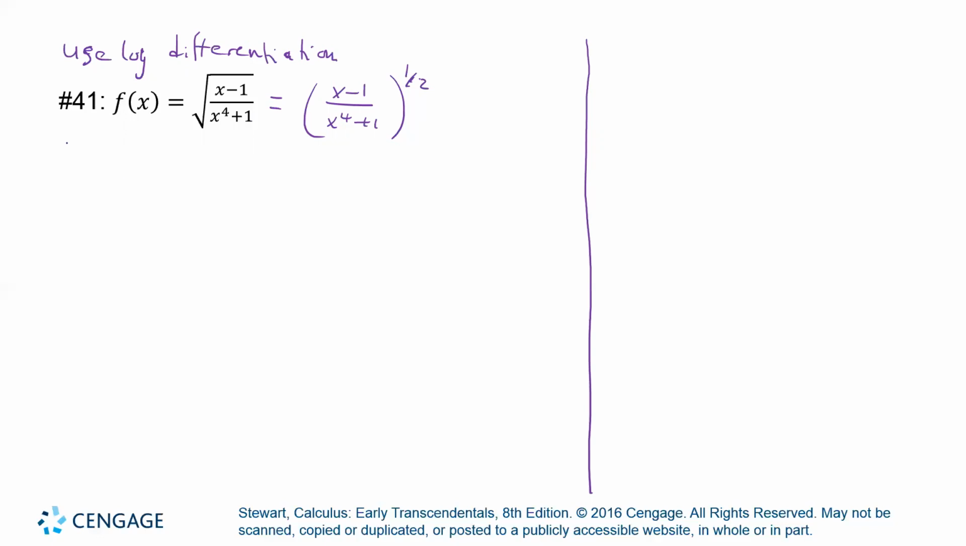So we will let, because f of x, let y equal to what? F of x. Okay, so then my y is equal to what? (X minus 1) over (x to the 4 plus 4), all raised to what? 1/2. So step 1, take natural log on both sides.